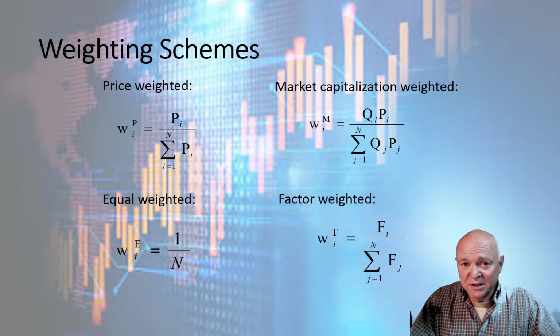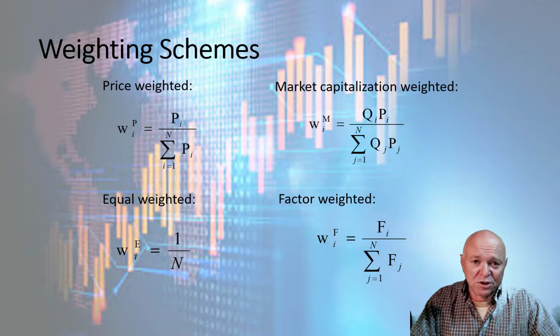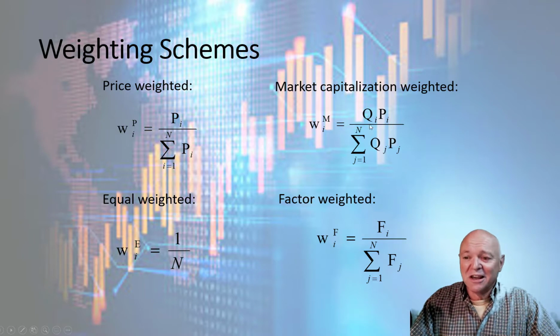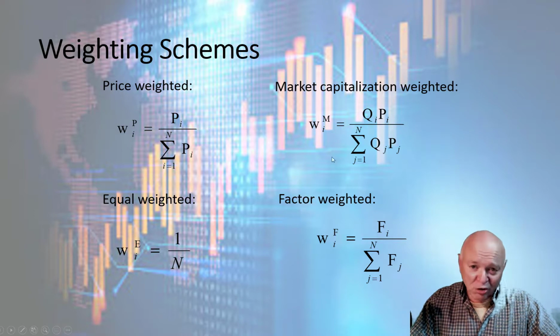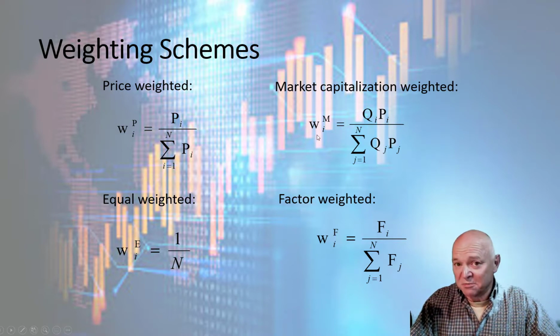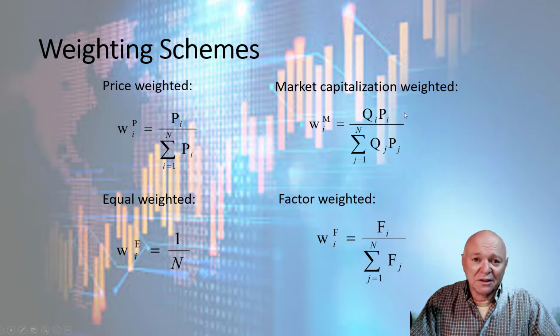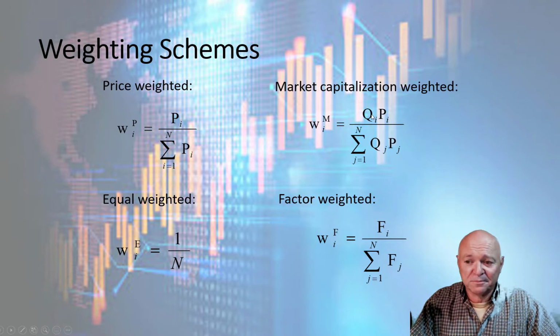Market capitalization weights use market cap, where Q is the number of shares outstanding, and P is the share price. We'll take the market cap for one company and divide it by the market cap for all of the companies in the index. For an index like the S&P 500, we'll take the value of all of the companies collectively in the Standard & Poor's index, and we'll take the value of, say, Apple, or the value of Alcoa, and that will be their value within that index.